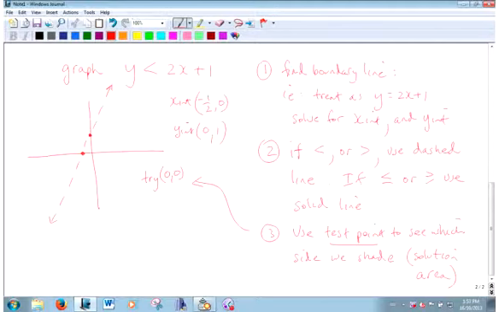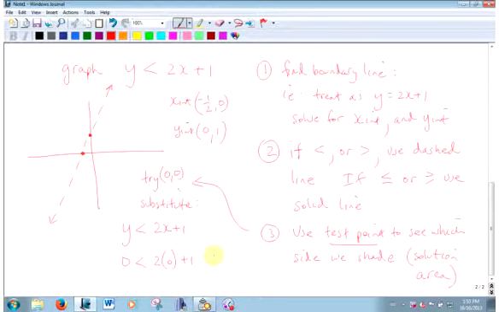Okay? So let's see if this works. Okay? How do I do that? I substitute. Okay? My equation is y is less than 2x plus 1. Substitute. Y is 0. X is 0.